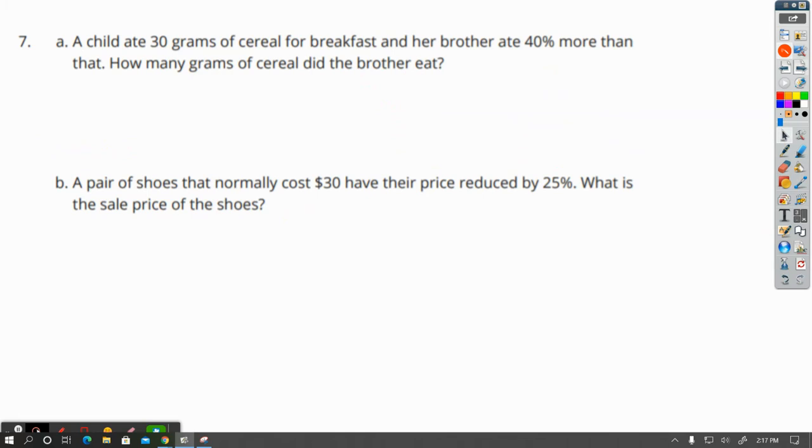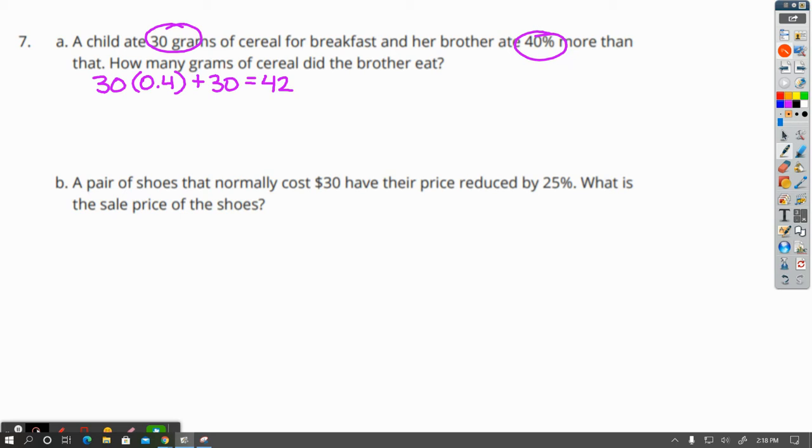All right, number 7. A child ate 30 grams of cereal for breakfast. Her brother ate 40% more. How much did her brother eat? So there are several ways you could have done this. You could find 40% of 30, so 30 times 0.4, because you have to turn that percent into a decimal. And then you add back the original 30 grams, and you get 42.